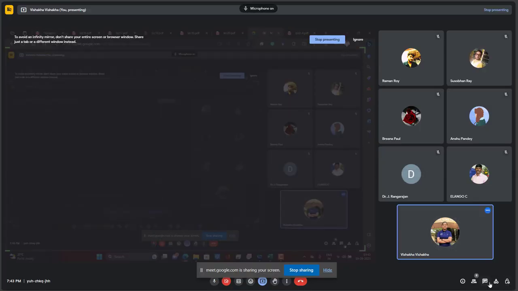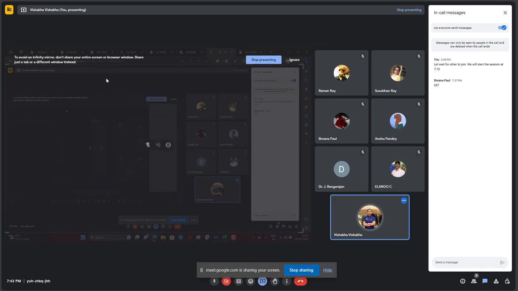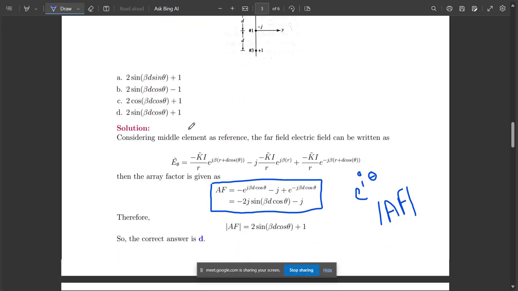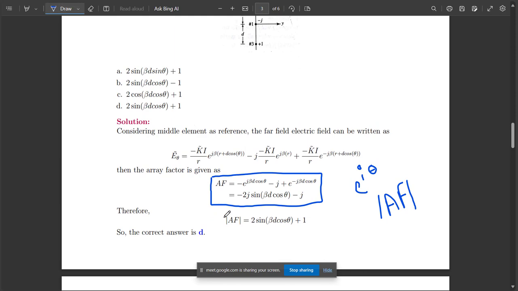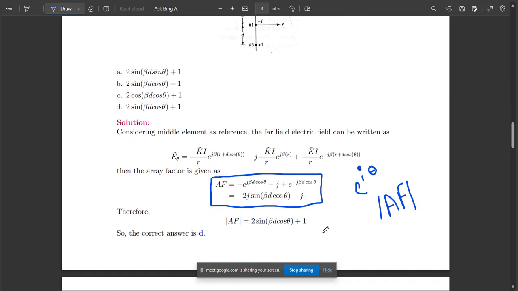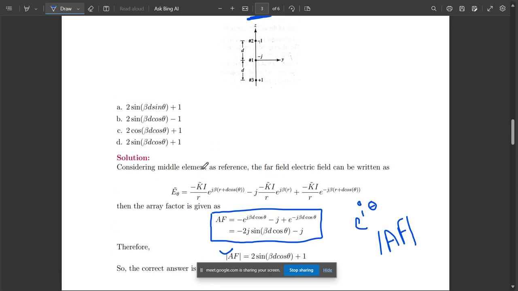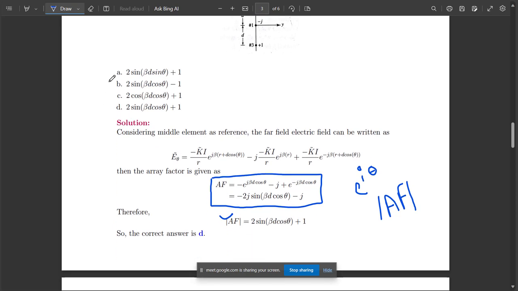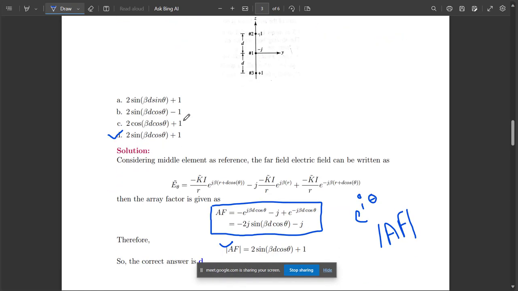Done anyone? It's nothing, yeah. It's modulus of this, that is 2 sine beta d cos theta plus 1. Right? So that is what you were supposed to write for the array, modulus of array factor. This is what I asked you. Correct answer is answer D.